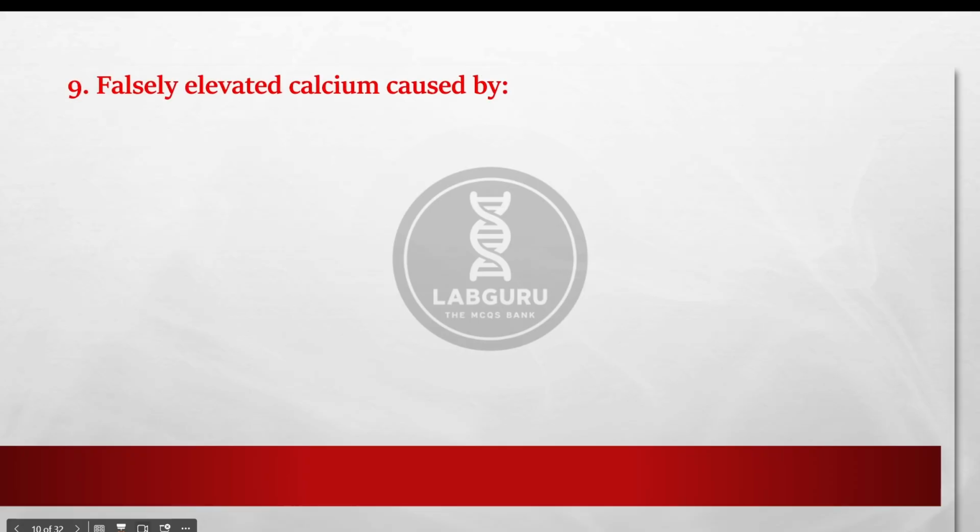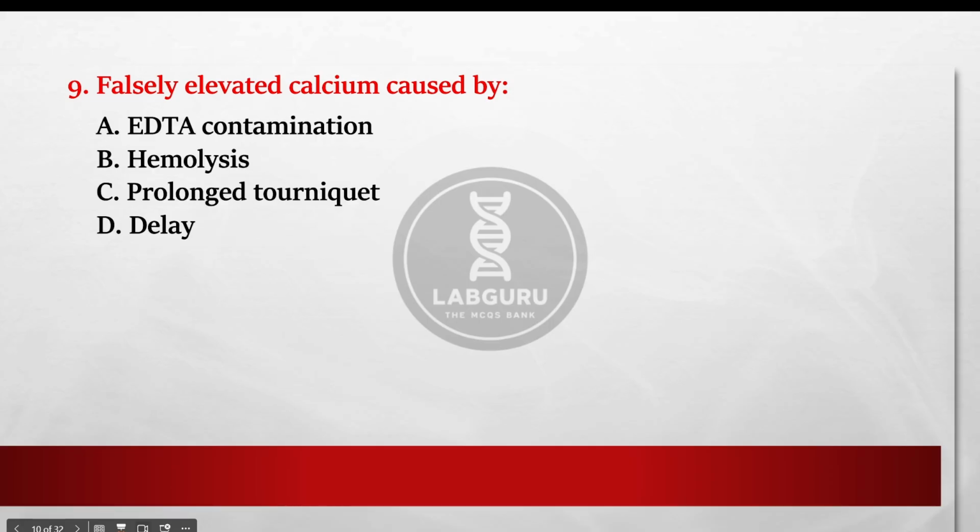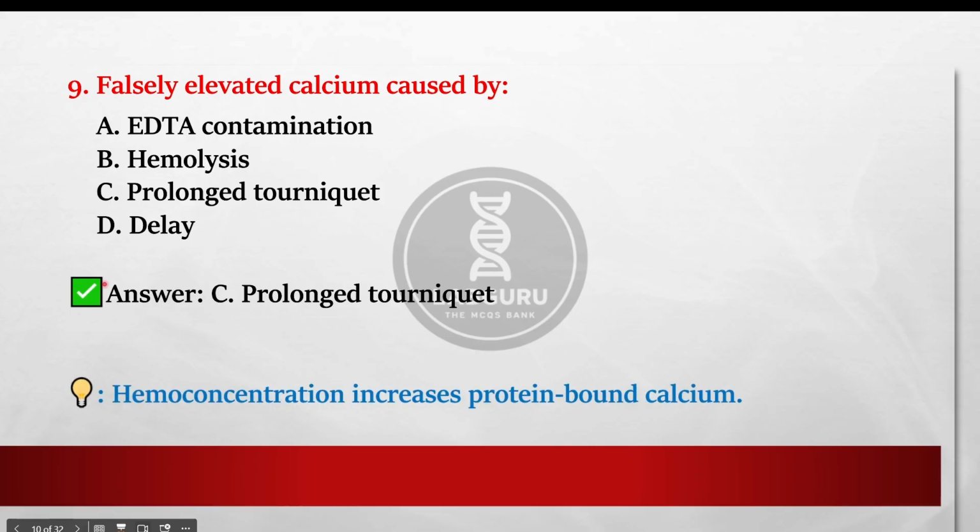Question number 9. What is the reason behind falsely elevated calcium? The options are: option A, EDTA contamination; option B, hemolysis; option C, prolonged tourniquet use; and option D, delay. So the right answer is option C, prolonged tourniquet. As we learned in question number 2, the same condition applies here. Due to hemoconcentration, protein-bound calcium is increased.